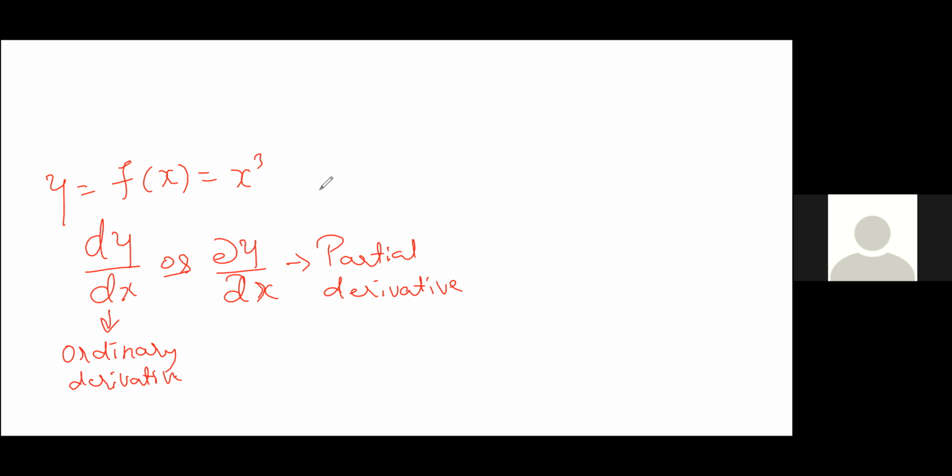Is it possible to find the ordinary derivative for that one? Is it possible? Nobody knows the difference between ordinary derivative and partial derivative.